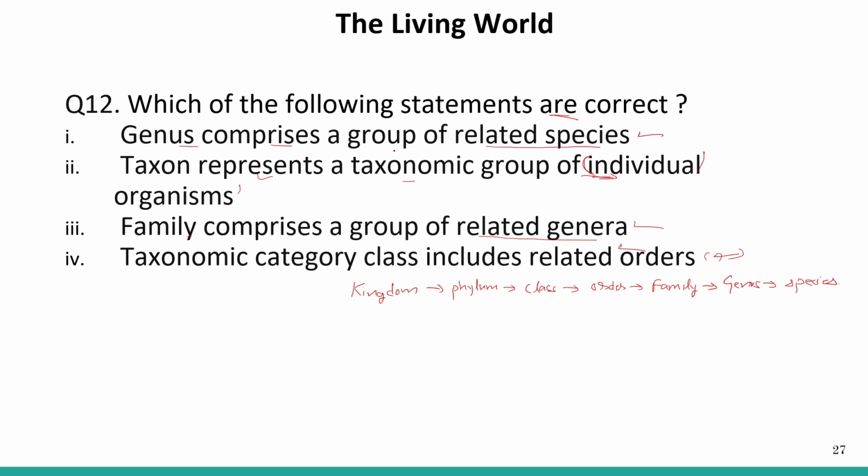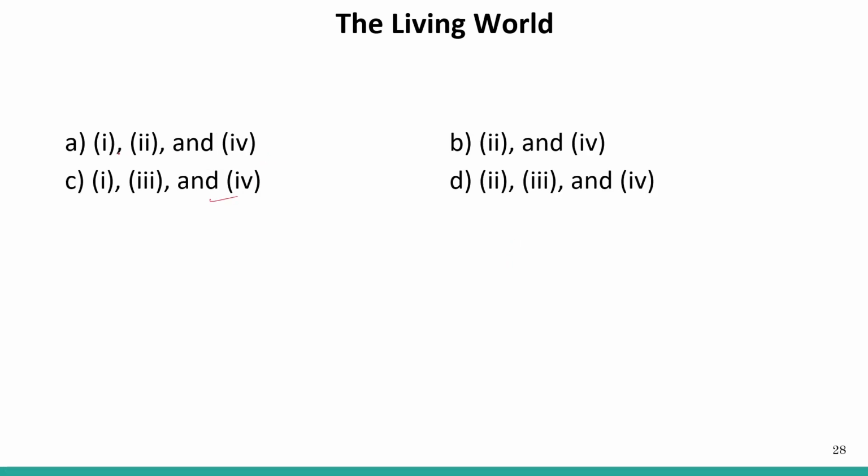So genus comprises a group of related species. So this is correct. Then family comprises a group of related genera. So this is also correct. Then last option, taxonomic category class includes related orders. So this is also correct. So these are the options: 1, 2 and 4; second and fourth; 1, third and fourth; and second, third and fourth. So first option, third option and fourth option were correct. So option C is the correct answer here.